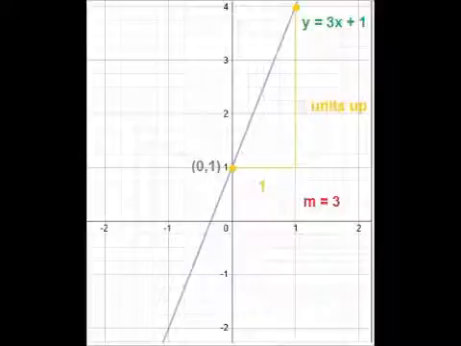Now let's look at some graphs and see if we can determine the slope from the graph. From looking at the graph, you can see that it rises 3 units and runs 1 unit, so rise over run makes the slope 3 over 1, which is 3. Also, you can see that the graph crosses the y-axis at 1. This is the y-intercept of the graph. You can see as well that the graph crosses the x-axis at approximately 1/3. This is the x-intercept.